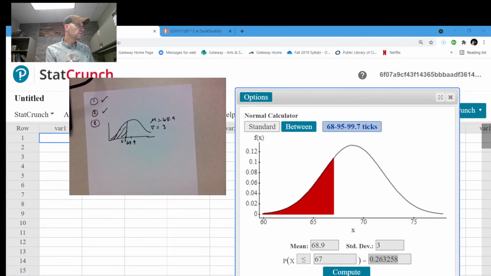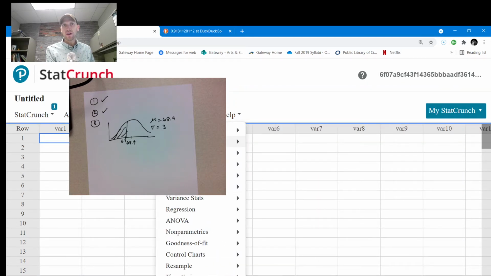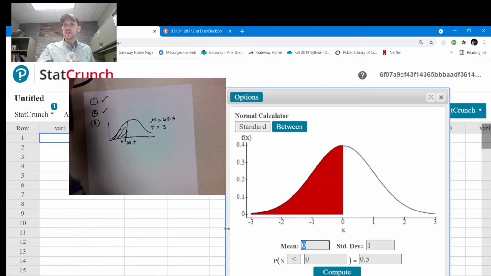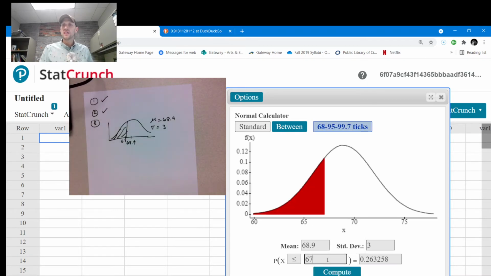Just in case you didn't see it from the previous one, I went to Stat, Calculators, Normal. I put in my mean and standard deviation. It was 68.9, standard deviation of 3. They wanted the probability that it was less than 67. So I got the less than symbol there, 67. There was my probability. I need to make sure I round that appropriately.